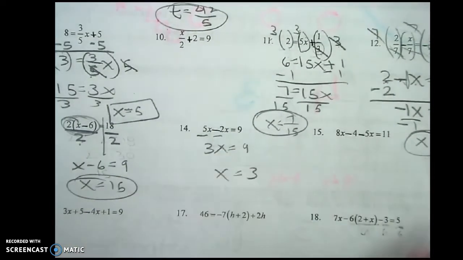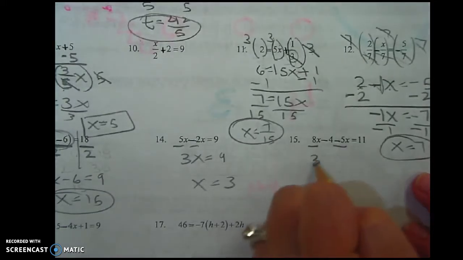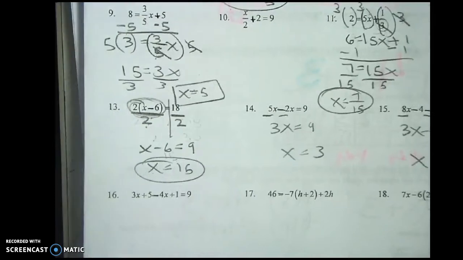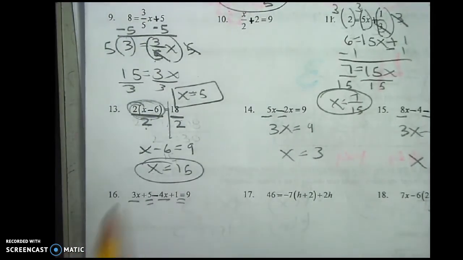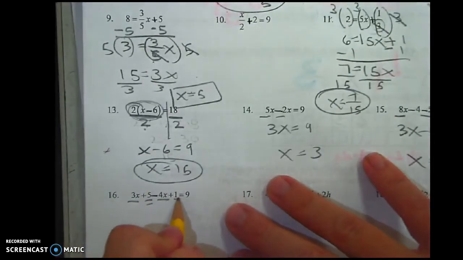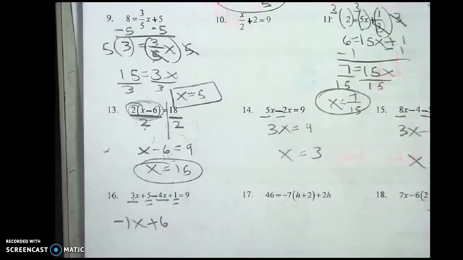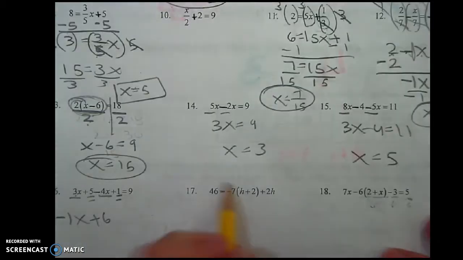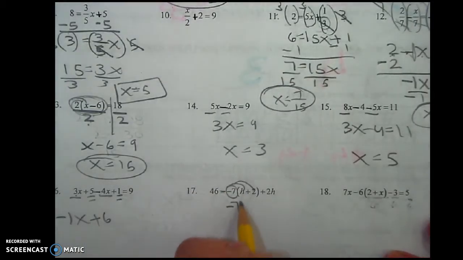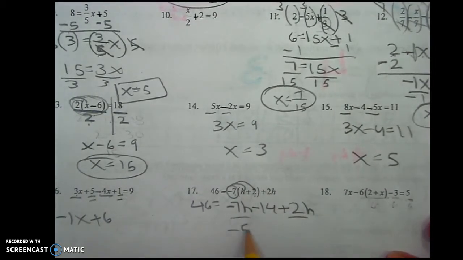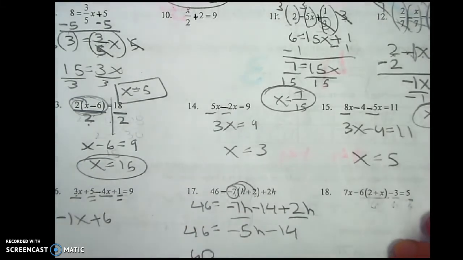X equals 3. Put the same together. Dot, dot, dot, x equals 5. Same thing, put the same together, put the same together. The mistake that you might make, though, you have to be careful. It's 3x minus 4x, and 5 plus 1. Okay. Another mistake people like to make is they go negative 7h and they go plus 14. Don't make those silly mistakes. Put the same together. Add 14, divide by negative 5, negative 12.